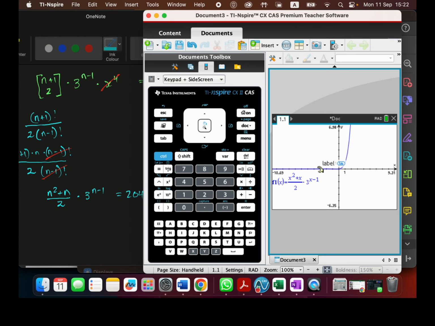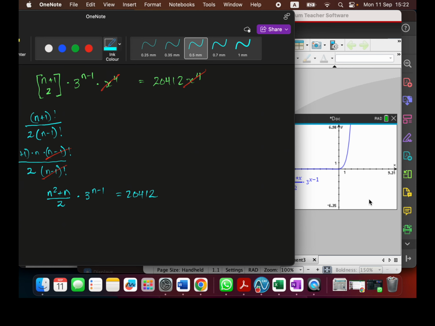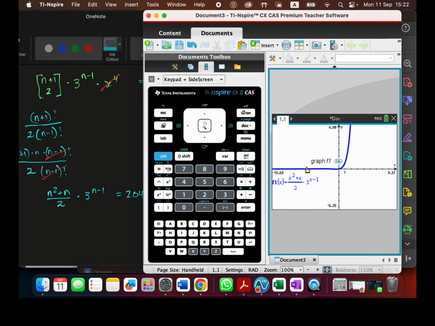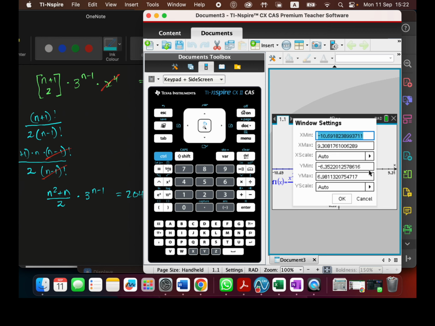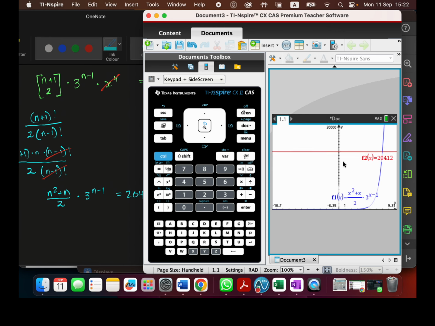Looks kind of interesting. If you actually watch it, it comes up a little bit there. That's interesting. And we're looking for when that's equal to 20,412. So I'm going to press tab again, 20,412, and then I'm going to have to do some window zoom here. Let's do my window settings. We know that this thing's going to be at least 20,412, so let's go 30,000 and click OK.